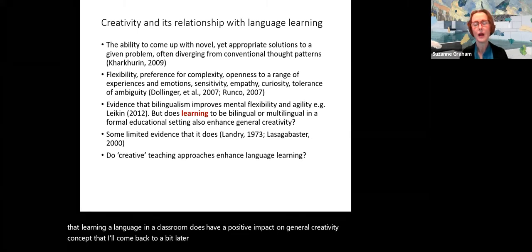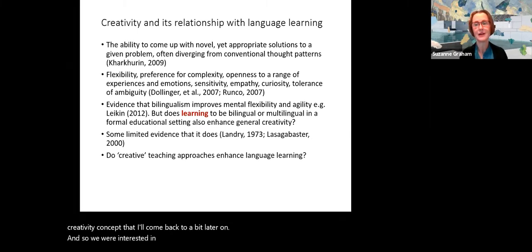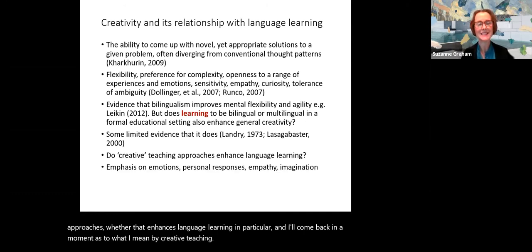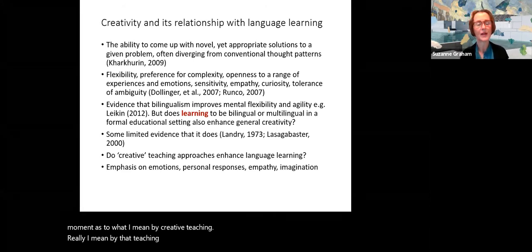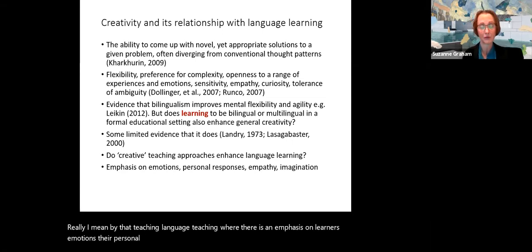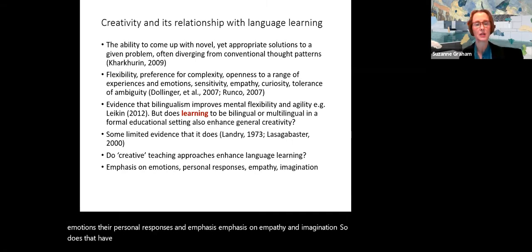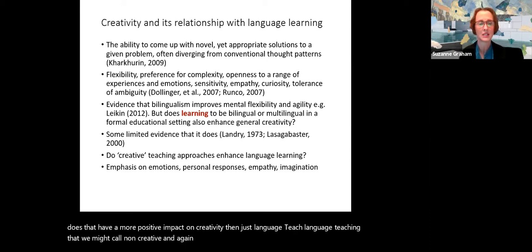And so we were interested in this question as to whether creative teaching approaches enhance language learning in particular. And I'll come back in a moment as to what I mean by creative teaching. Really, I mean by that language teaching where there is an emphasis on learners' emotions, their personal responses, an emphasis on empathy and imagination. So does that have a more positive impact on creativity than just language teaching that we might call non-creative? And again, I'll talk about that in a bit more detail.